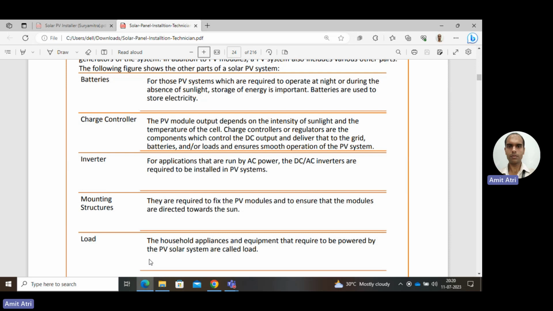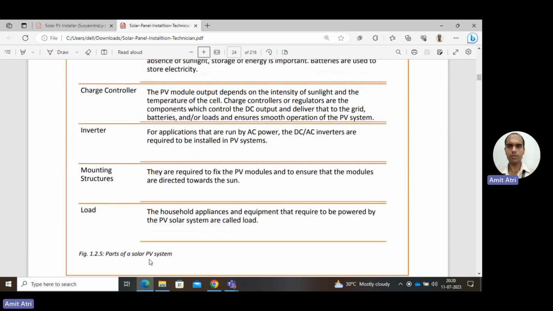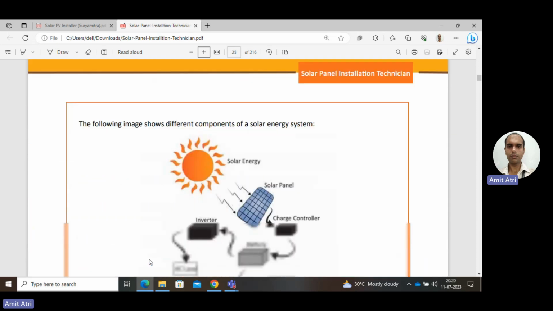Next is the inverter. The inverter is used for converting DC into AC because the load is mostly AC. If our load is DC, then we don't need an inverter. Now the mounting structures. They are required to fix the PV modules and to ensure that the modules are directed towards the sun, because only if they are directed towards the sun will they be able to generate maximum energy. Then the load: these are the appliances which consume the power generated by the solar PV system.